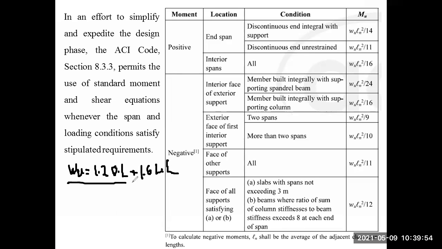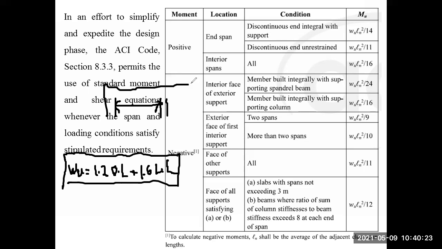This is W. What is Ln? The net span between the columns. So that means it's not center to center, it's from the face of the column to the other face of the column, face to face. If this is your column, and this is your other column, then this is the distance, and this is the beam, continuous.